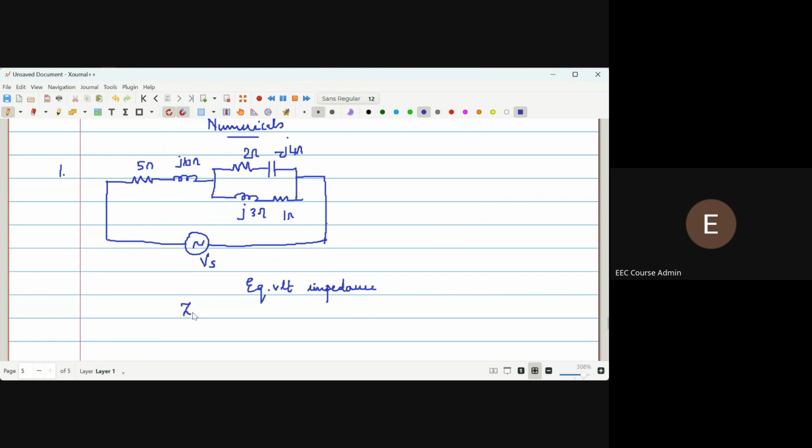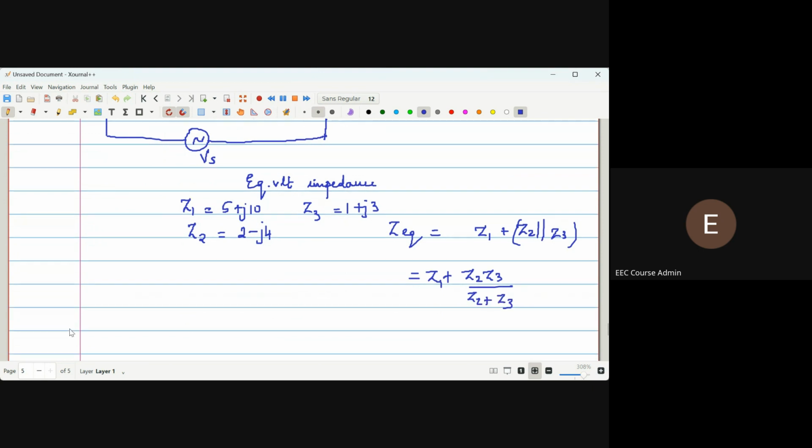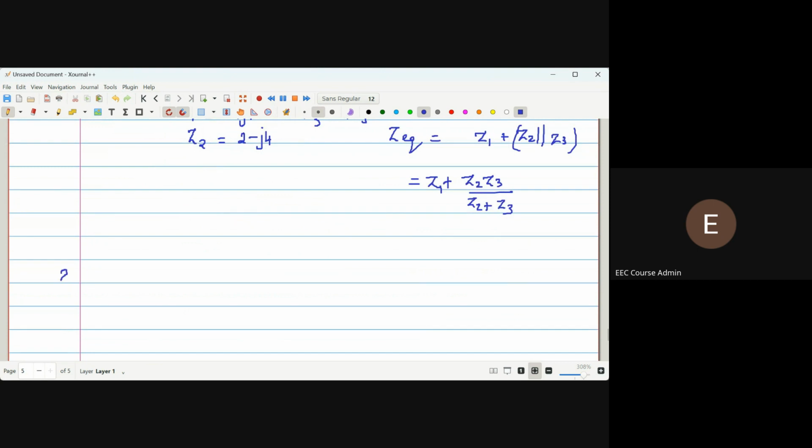Okay. So set 1, if I represent it as 5 plus j10, set 2 as 2 minus j4, and set 3 as 1 plus j3, then the equivalent will be set 1 plus set 2 parallel set 3. So that will be set 1 plus set 2 times set 3 divided by set 2 plus set 3. So this is just a piece of thing that you may require for doing the numericals.